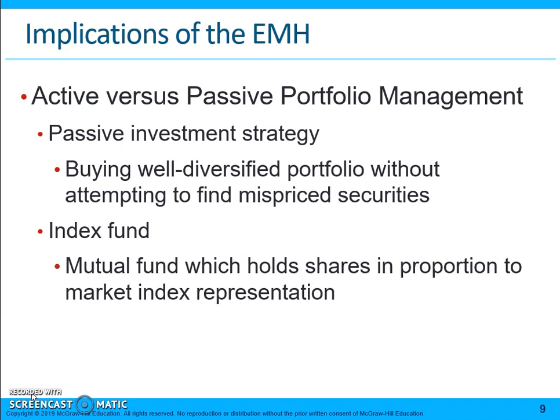For the most part, index funds are mutual funds which hold shares in proportion to the market index. We can buy many different index funds. A couple of examples: S&P 500, NASDAQ, Dow Jones Industrial. We can buy index funds for all of those. There are also what are called exchange traded funds. Exchange traded funds tend to have cheaper expense ratios. If you're interested in index funds, it's probably a good idea to look into exchange traded funds due to the lower cost.